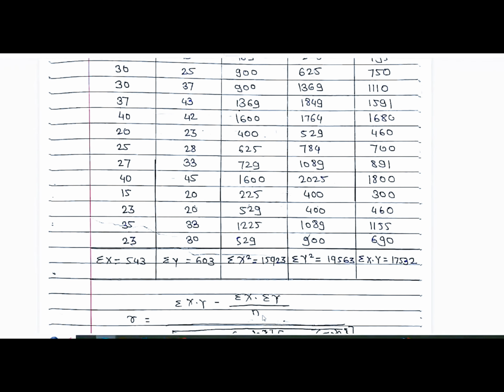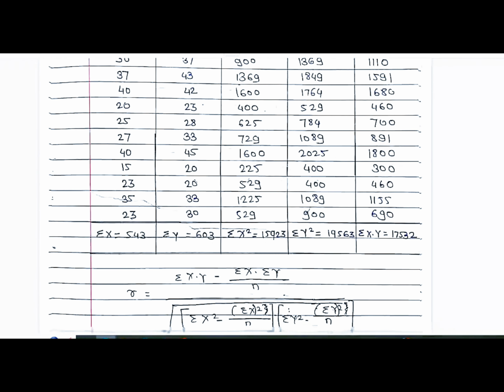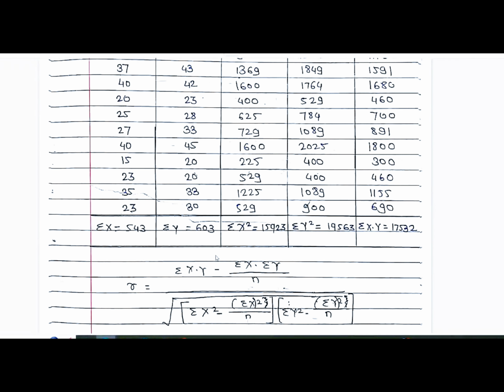So small n will be 20. Okay, so now I have finished with the numerator. वरचा पार्ट आपला झाला. आता डिनॉमिनेटर मध्ये हा हे सगळं झालं. डिनॉमिनेटर मध्ये अंडर रूट काय आहे? समेशन ऑफ एक्स स्क्वेअर. एक्सचा स्क्वेअर करून त्याची सम.